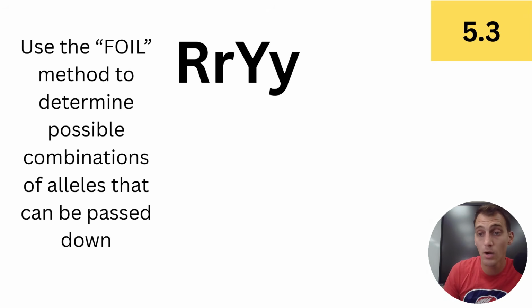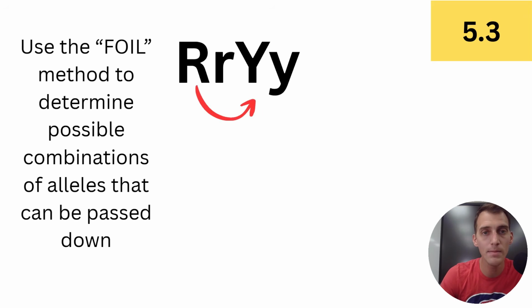If you've taken Algebra 2 before, maybe you foiled different factors, and that's what they are. Whew, I haven't taken math in a while. But anyway, you can use the FOIL method to determine possible combinations of alleles that can be passed down. So there are 4 different ones from this parental genotype over here.